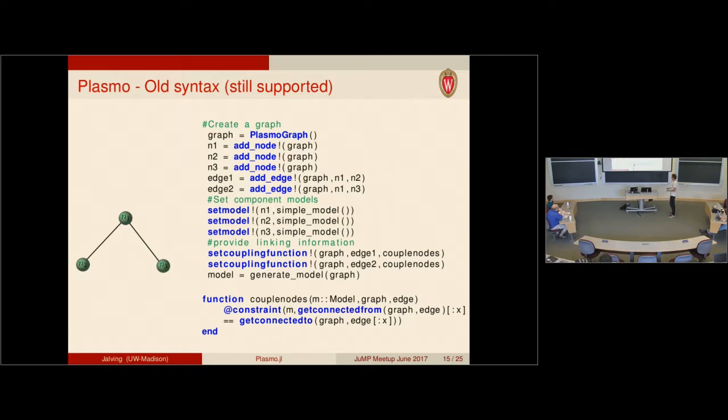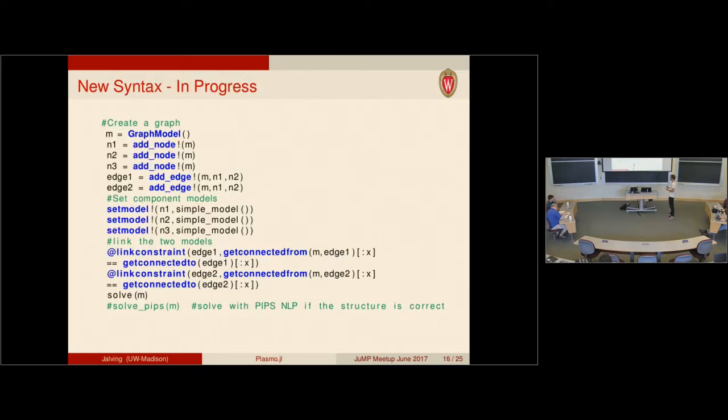In this case, we could provide a constraint to a model which could use these get connected from and get connected to functions, which took the graph as an argument. So again, a node is connected to the other nodes within a graph. So as long as you're always providing that graph as an argument, you can always distill it down to the level of granularity that you want to connect at. Although the new syntax is much more, it makes it much easier to just work directly with JuMP.